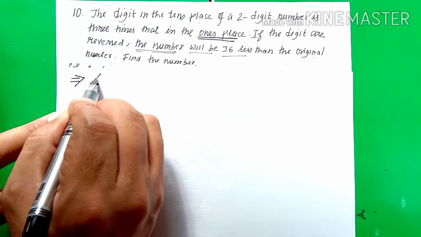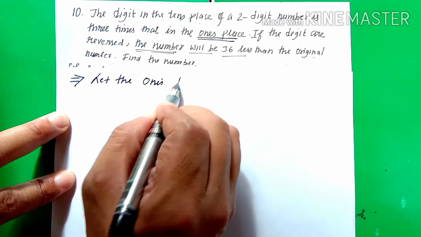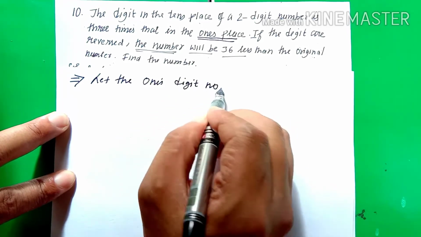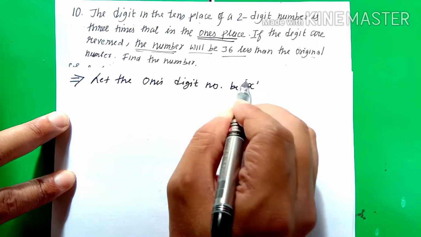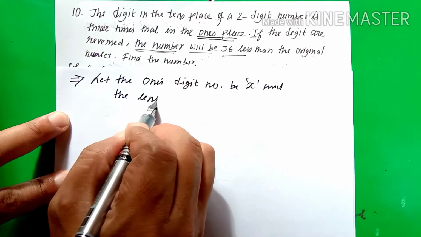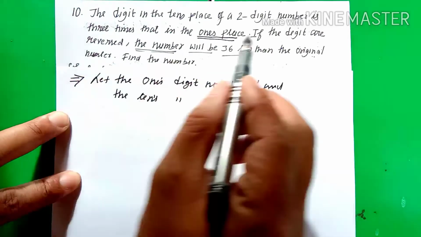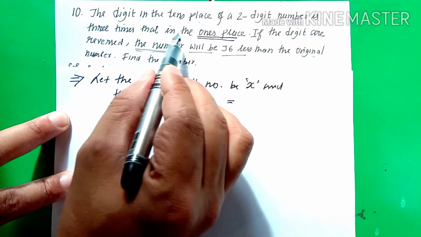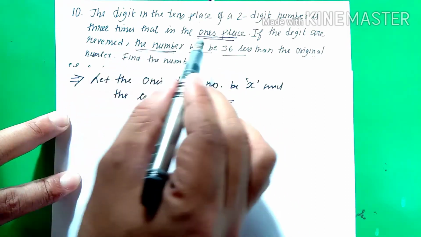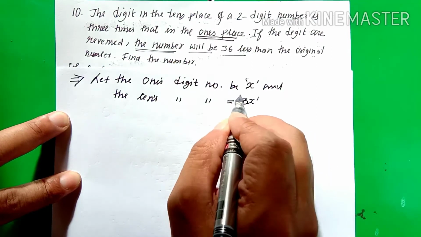So here consider, let the unit or ones digit number be x, and the tens digit number, the number is 3 times that in the ones place. That means the tens digit place number is 3 times that of the unit place, so it will be 3 times, so 3 into x.